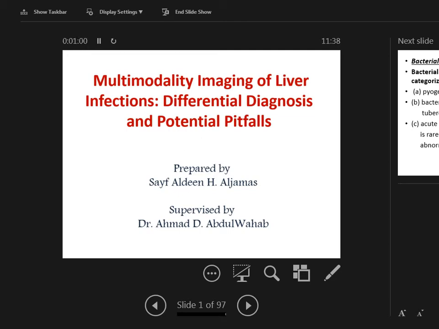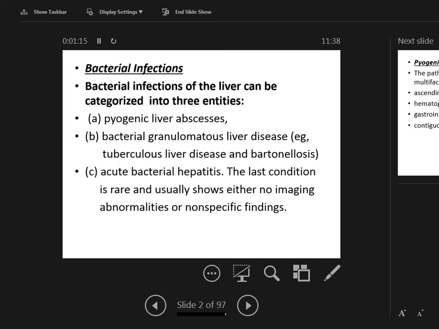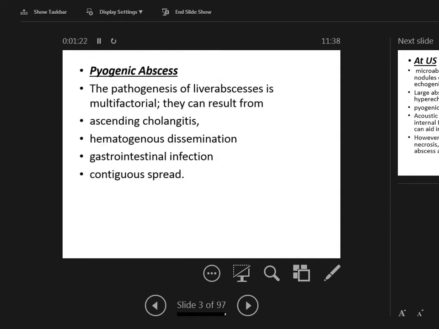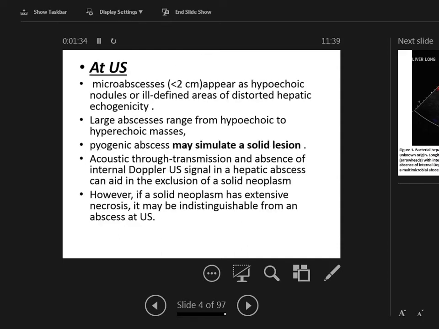First, we will start with bacterial infection. Bacterial infection of the liver can present either as a pyogenic liver abscess, or bacterial granulomatous disease like TB, or acute bacterial hepatitis, which is rare. The pathogenesis of liver abscess is either ascending cholangitis, hematogenous dissemination, gastrointestinal infection, or contiguous spread.